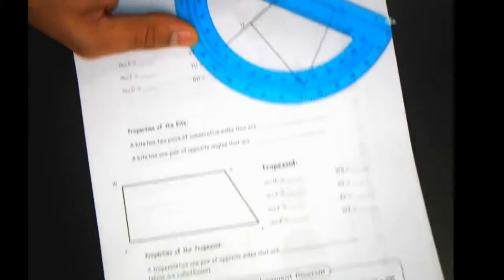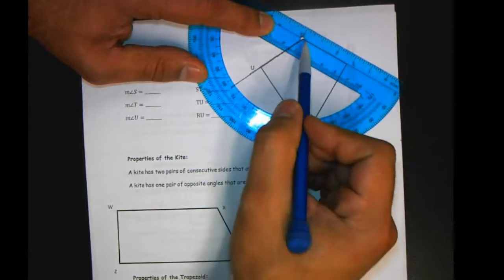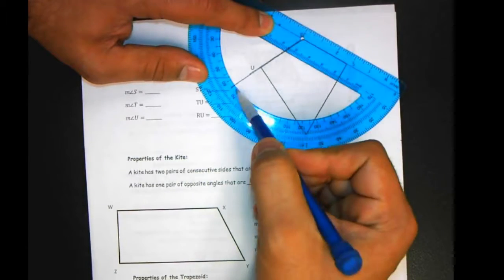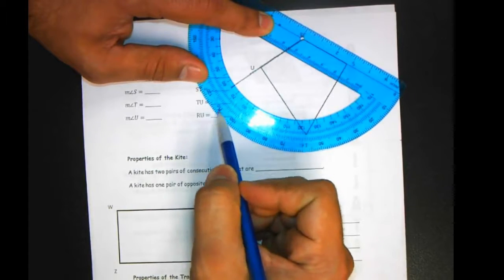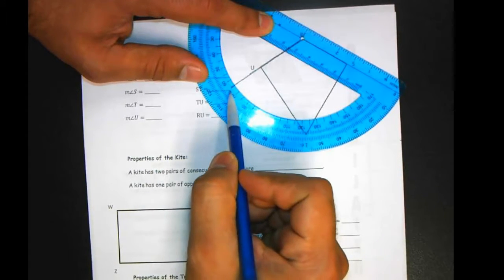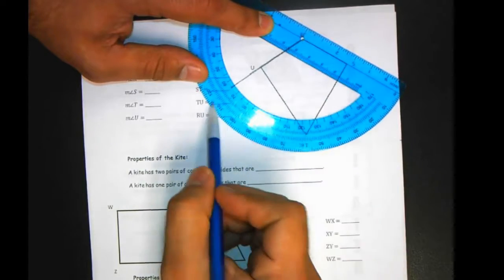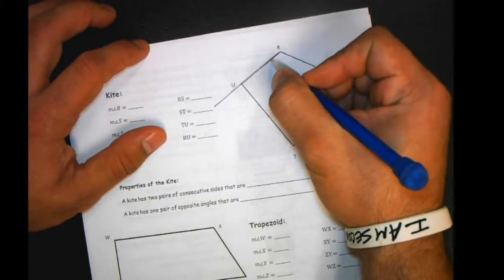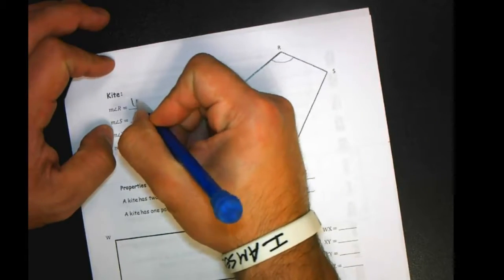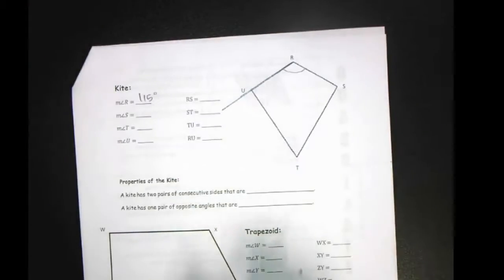Sorry, you can't really see that. Let me pull that down. Okay, I lined it up on the vertex. I see the line goes right here. It would keep going. It has to be the obtuse number. So if you put 65, that's wrong because that's an obtuse angle. It's going to be 115 for R. Okay, so we got R, 115 degrees.